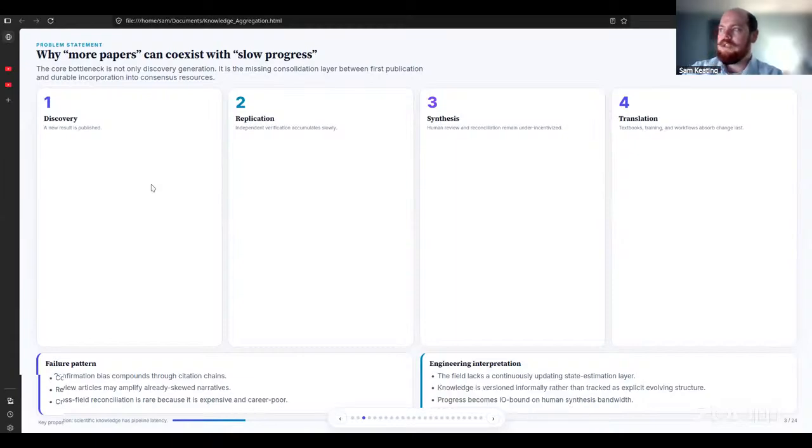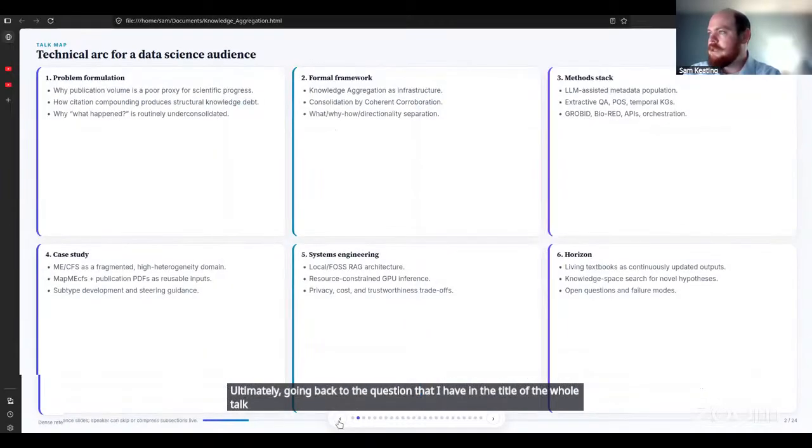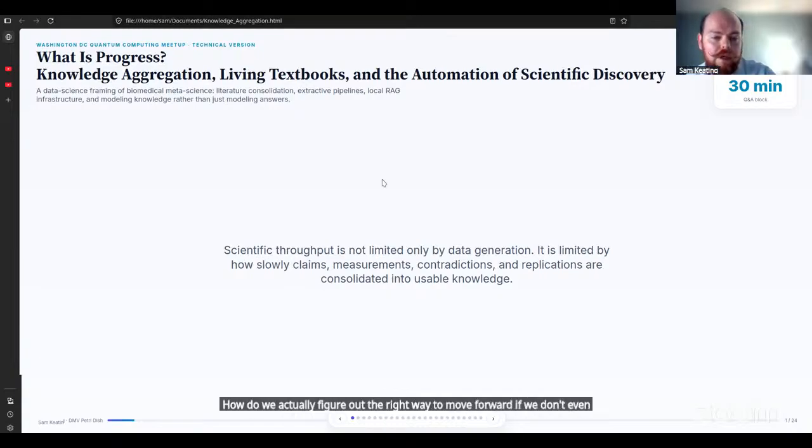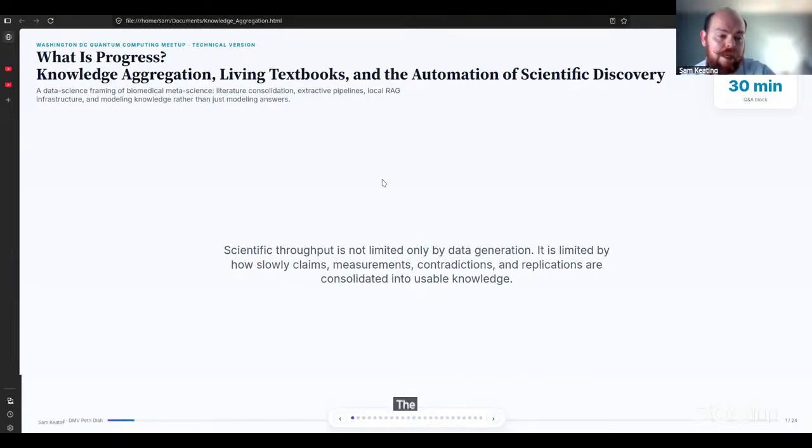And ultimately going back to the question that I have in the title of the whole talk, what is progress? And what is the direction forward? What direction is progress? How do we actually figure out the right way to move forward if we don't even know the landscape of what people are talking about, or what people stand for, or what is actually the next step forward?